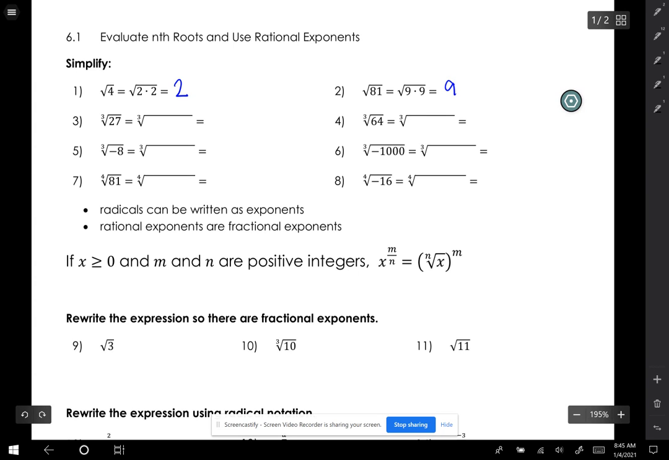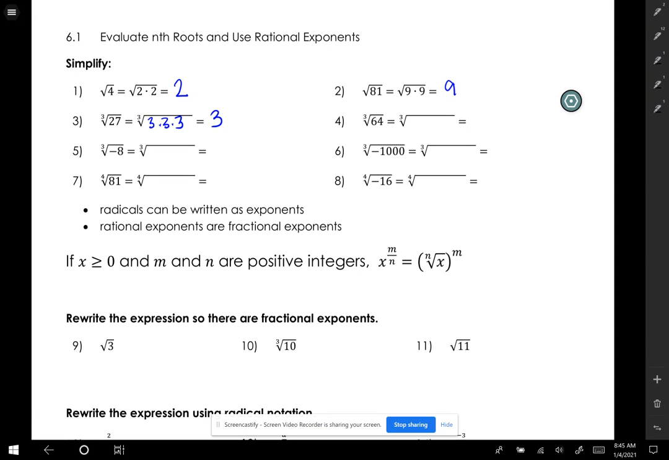Now that should be review. You've been doing square roots for quite a while now. For number 3 and 4, however, we have cubed roots. This may be a little newer for you. Cubed root means what number times itself 3 times. So for this cubed root of 27, what number times itself 3 times equals 27? Well, 3 times 3 times 3 is 27. So the cubed root of 27 is 3.